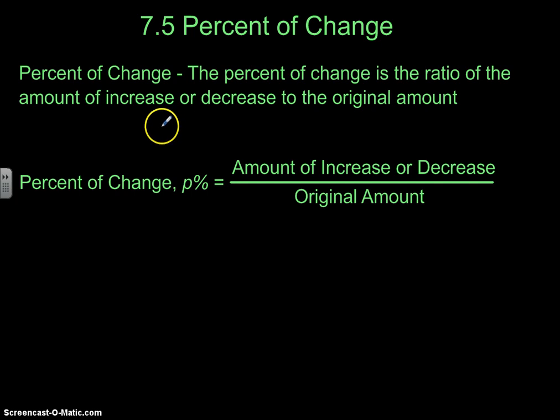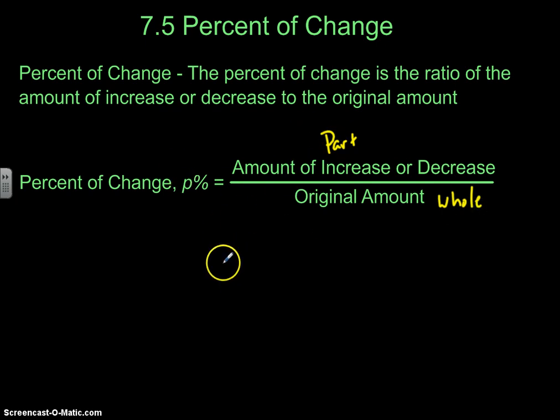formulas in this chapter. But the percent of change is the percentage, the ratio of the amount of increase or decrease to the original amount. In other words, we find the amount of increase or decrease, which is called the part, and we divide it by the original amount, which we call the whole. Now this makes a lot of sense because we've been hearing about parts and wholes and percent.